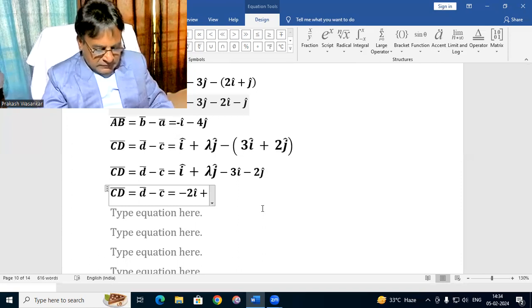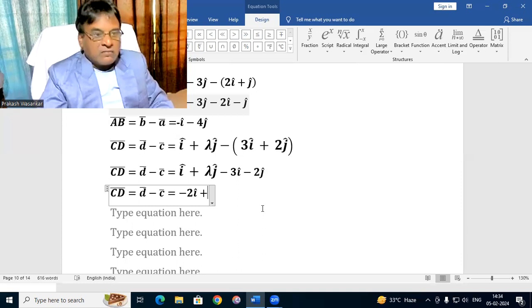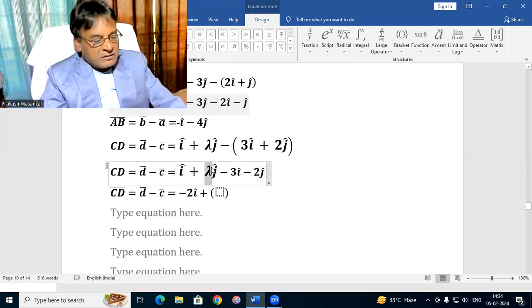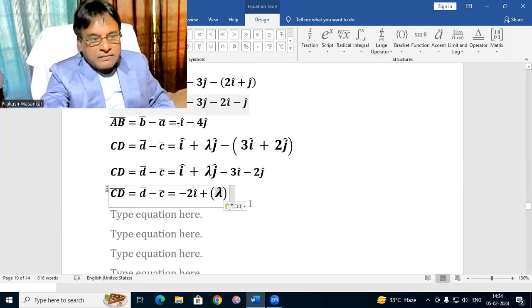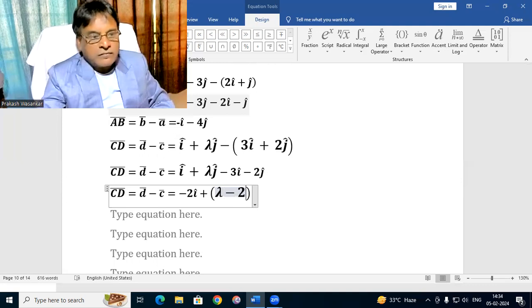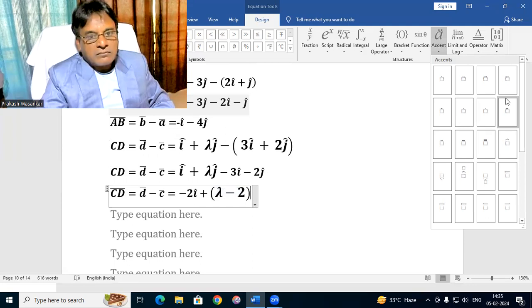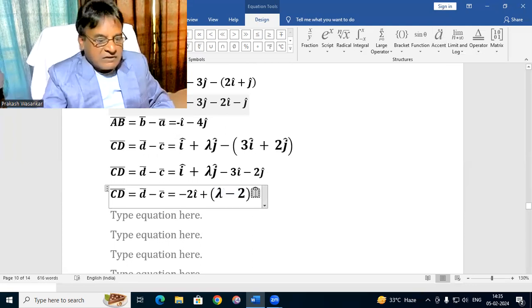Plus, in bracket, this lambda. So right here lambda minus 2j, right here j.